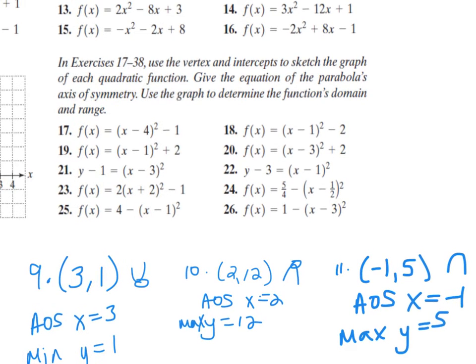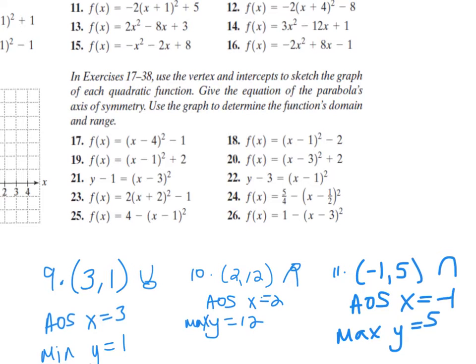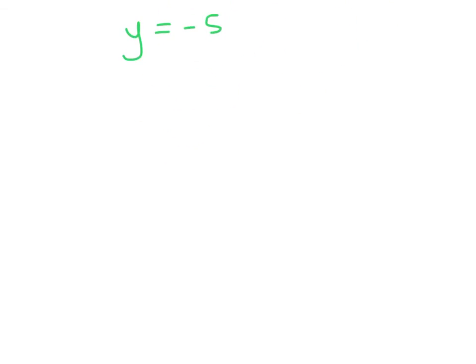We're not going to do all of them. I want to do 16, 25, and 26. So if you can read 16 to me. Negative 2x squared plus 8x minus 1. Okay?